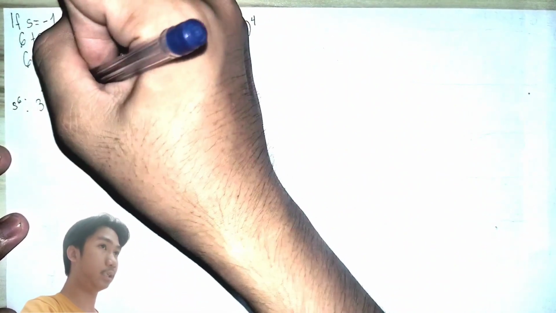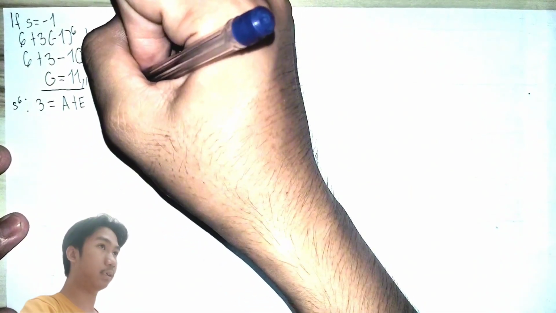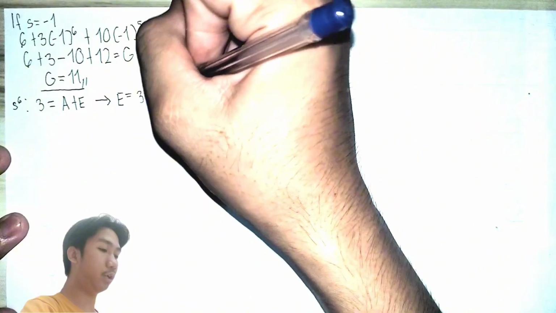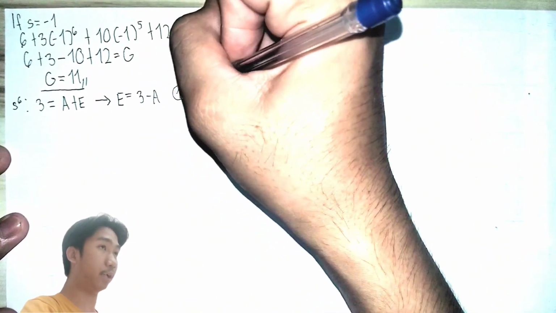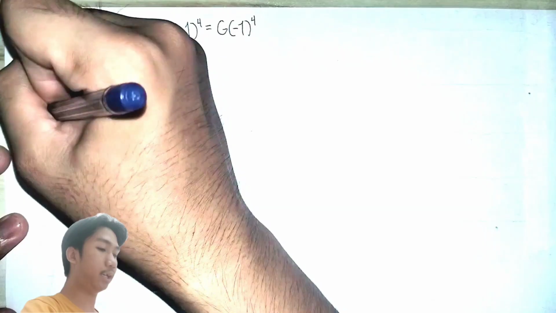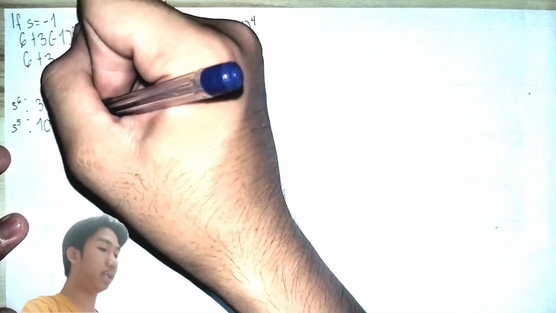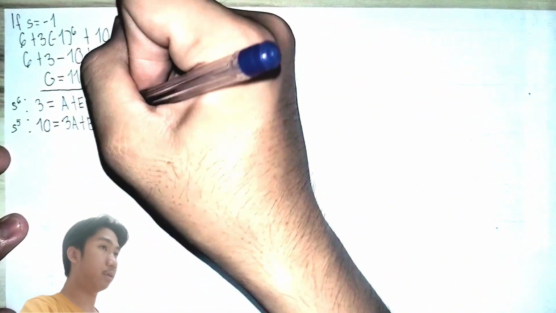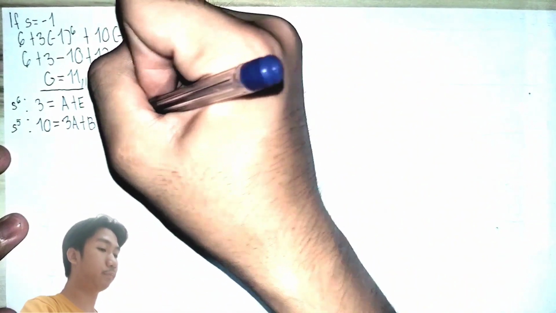So we get the equation of s raised to 6, that would be 3 is equal to a plus e. By manipulating the equation, our e is equal to 3 minus a. That would be our equation 1. By using s raised to 5, that would be 10 is equal to 3a plus b plus 2e plus f. That would be equation 2.